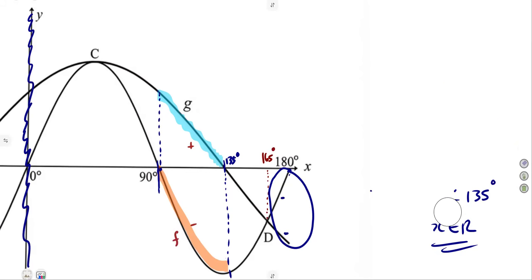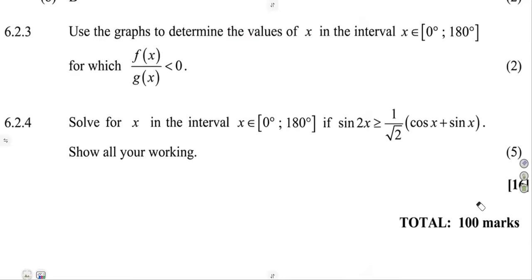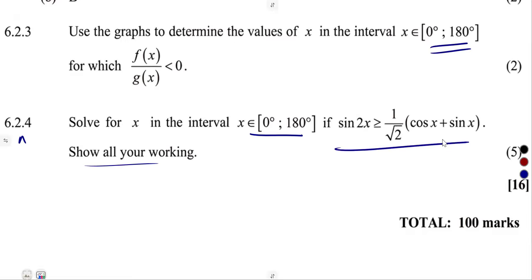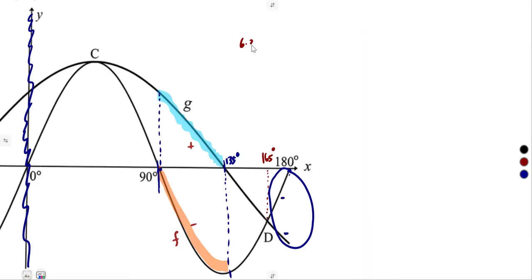Then let's consider the other part of our question, which is now 6.24. Solve for x from the same interval. But I want us to look into this. We're going to see something. Show all your working, from 0 to 180, just like this one. But guys, let's figure out what happened there. They are just playing around with us, which is important for you to note. Sine of 2x is greater than or equal to 1 over the square root of 2. Then we have cos x plus sine of x.